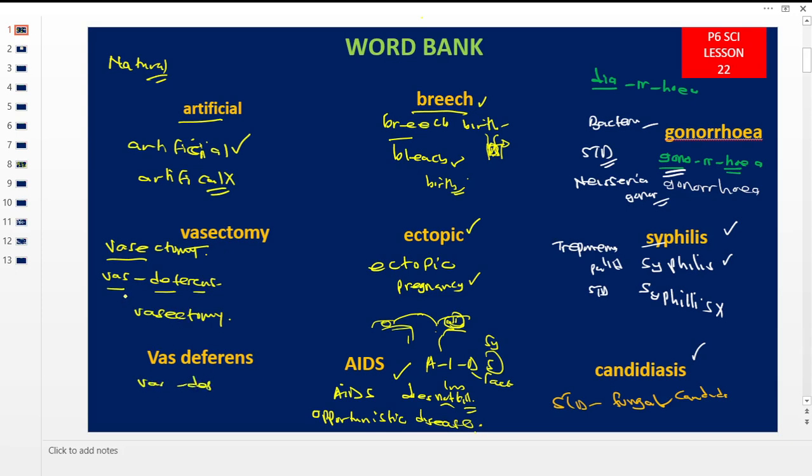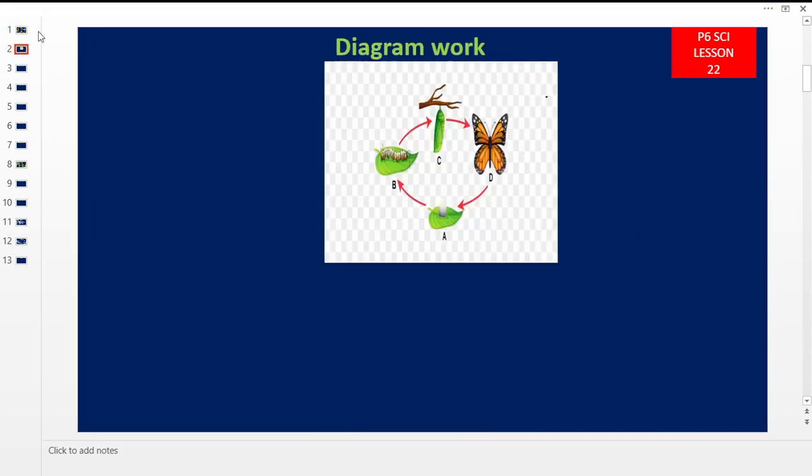As you've seen from here, vas deferens means the sperm what? The sperm ducts. So they are the sperm ducts here, right? Okay, so these have been our words: artificial, vasectomy, vas deferens, AIDS, ectopic, breech, gonorrhea, syphilis, and candidiasis. My dear learner, write these words down in your book. So let us look at the diagram for today.